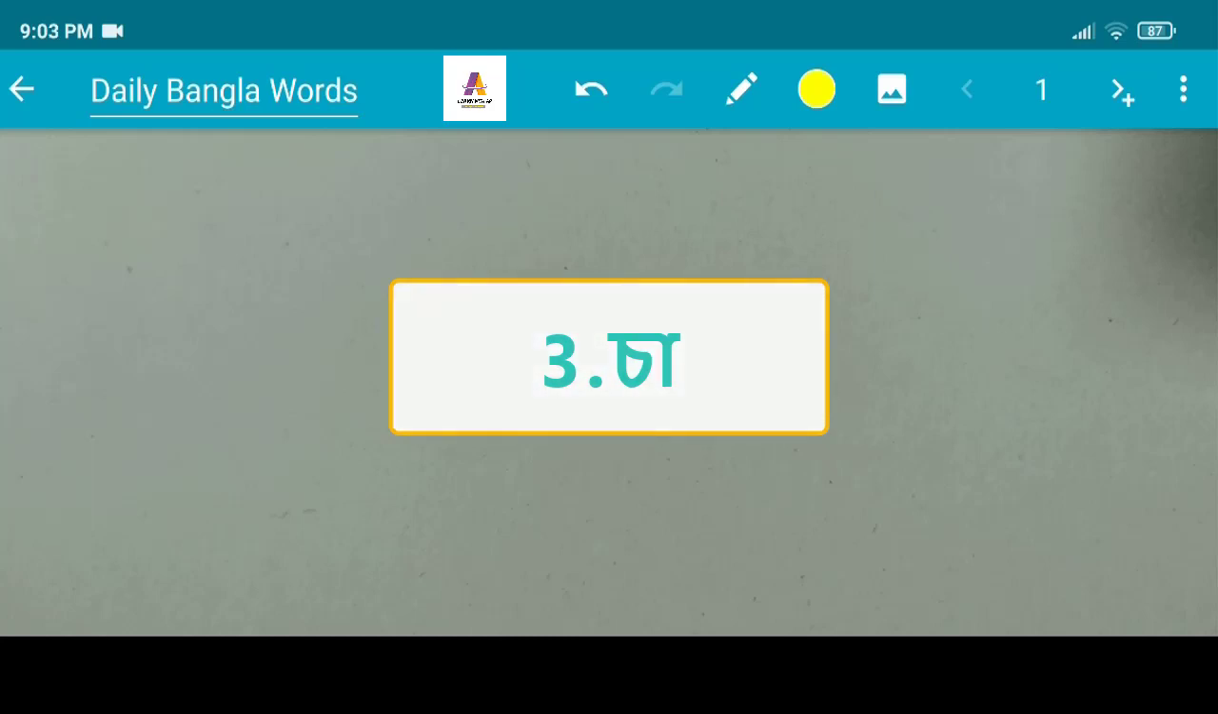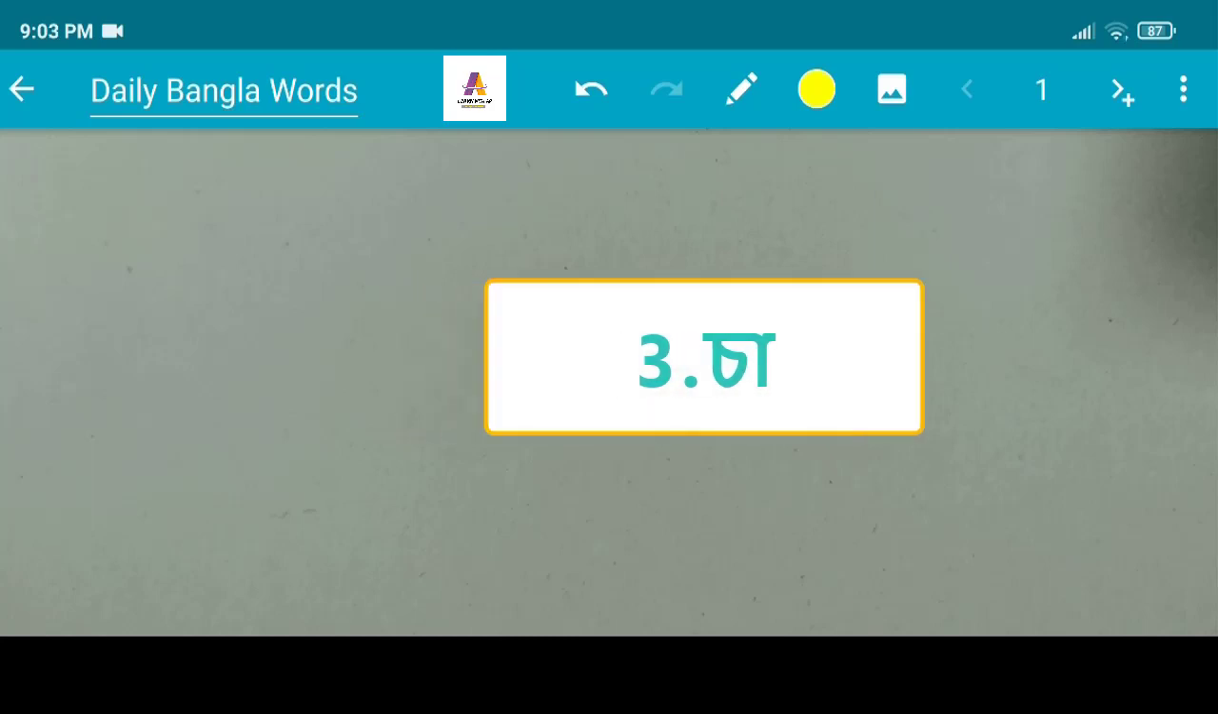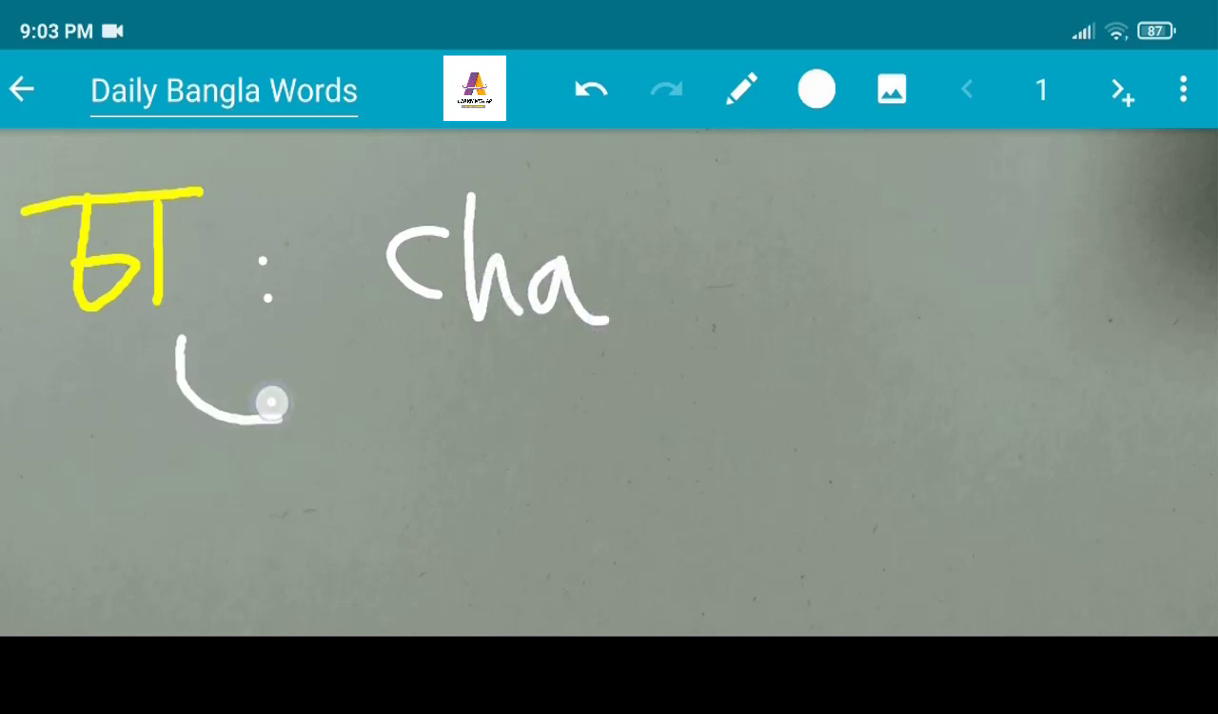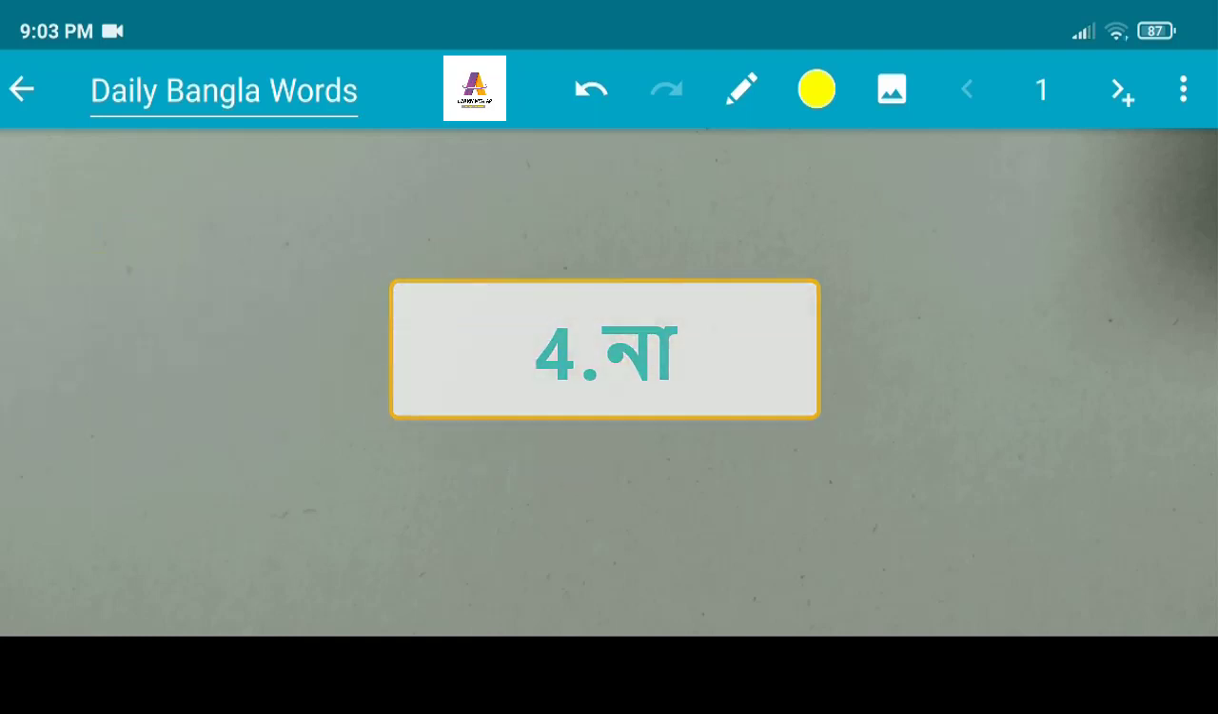Cha. How to write this? It means tea in English. Move to the next word.